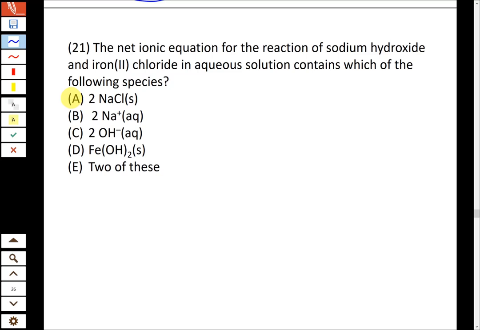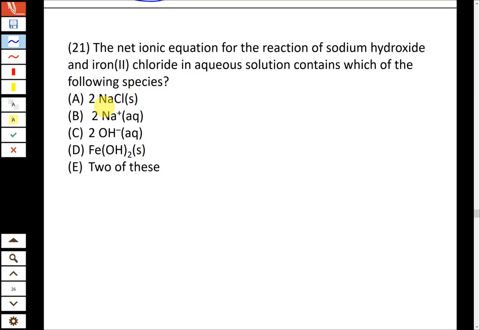So the net ionic equation for the reaction of sodium hydroxide and iron 2 chloride in aqueous solution contains which of the following species? So what we have to do for this is balance the net ionic equation and then figure out which of these, with the correct coefficient, the correct state of matter, correct formula, all that, appears exactly as written in that balanced equation. So for net ionic equations, there's not really an easy shortcut to get there.